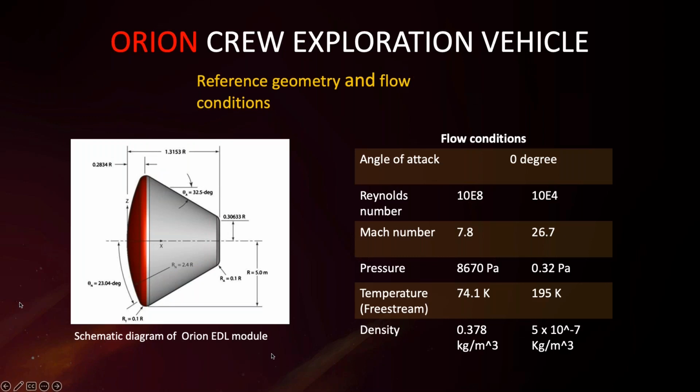For the Orion Crew Exploration Vehicle, these are some flow parameters that we have used. We have considered mostly an angle of attack of 0 degrees because we mostly did 2D simulations, as the computational resources available were only workstations. The Reynolds numbers were 10 to the power of 8 and 10 to the power of 4, for two different Mach numbers, 7.8 and 26.7. The 7.8 represents a vehicle at a lower altitude in the atmosphere, and 26.7 is higher up in the atmosphere. So we picked two different scenarios for this study.